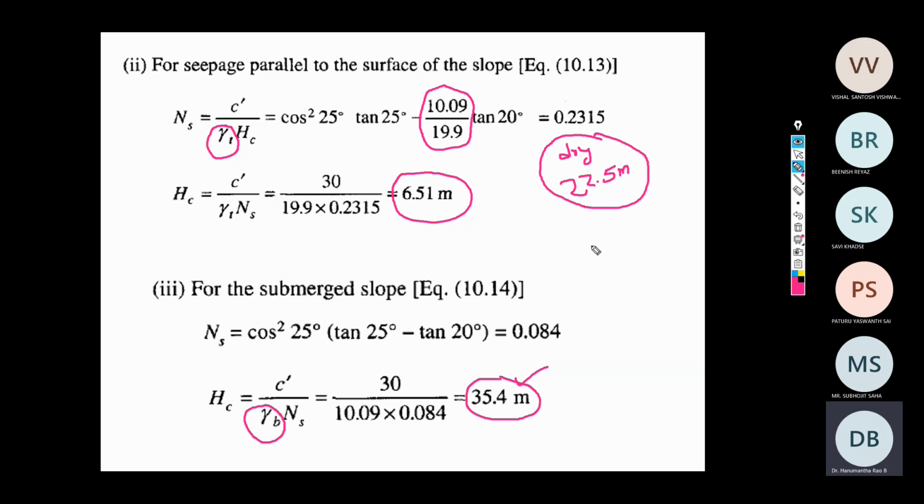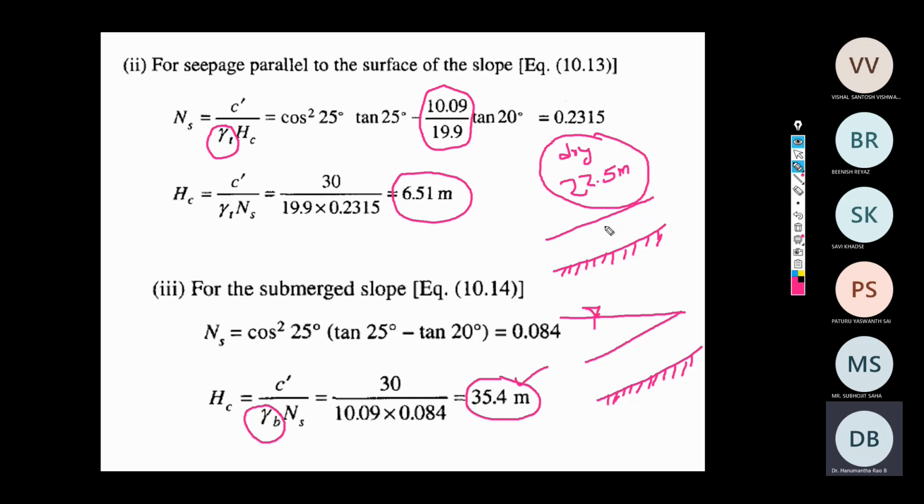Okay. See, first let us take the dry condition. Say for example, this is the slope. So this is the rock interface and this is the slope. Now I'm also taking another condition, that is submerged. So this is the rock. Submerged means the water level exists here. All right, this is the water level.